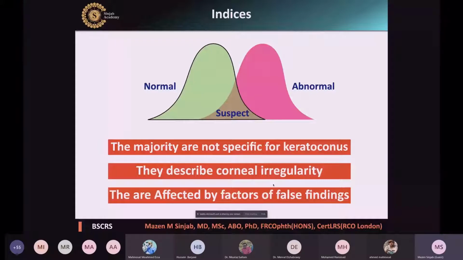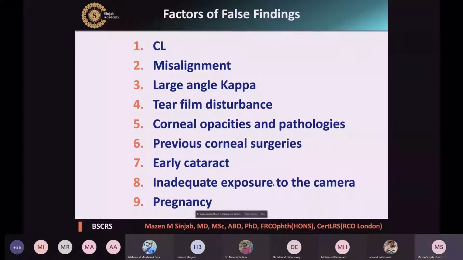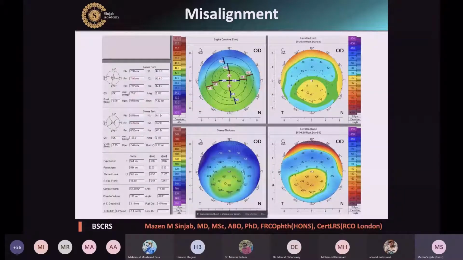We come to the exclusion of false factors. As I mentioned, why we cannot depend on the indices and the software in giving the diagnosis, because the whole list can affect the diagnosis: using contact lenses, misalignment during taking the capture, large angle kappa, tear film disturbance, dryness or excess tears, corneal opacities and pathologies, previous corneal surgeries, early cataract, inadequate exposure to the camera, and pregnancy. This is the effect of the contact lens, and this is the effect of misalignment. This patient was about to be diagnosed as keratoconus, but it wasn't.